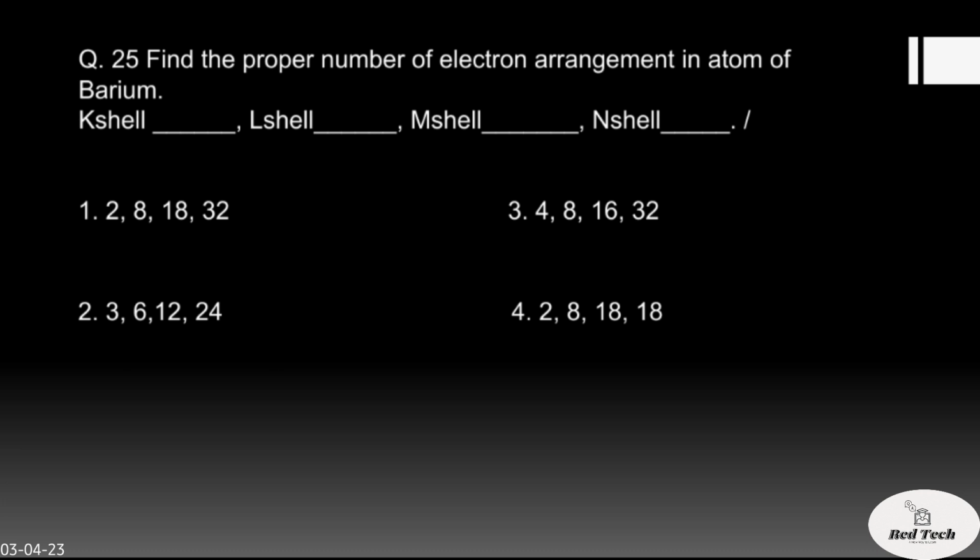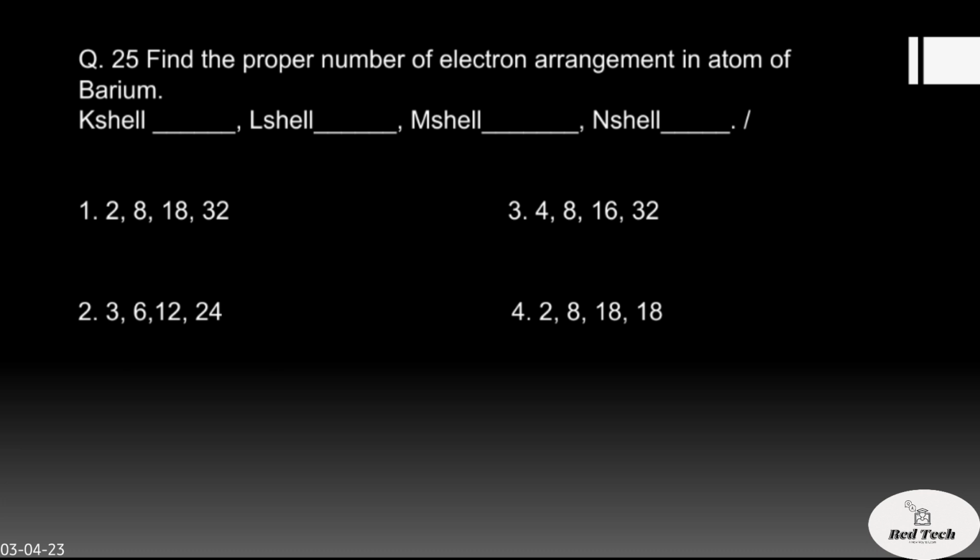So as you know, in the K shell of the electron arrangement, if we go through the proper number of electron arrangement, the K shell can have a maximum of 2 electrons in one shell. So the second and the third options you can easily nullify, and the L shell has a maximum of 8 electrons and the M shell has 18. So we have to choose the options from 1 and 4.